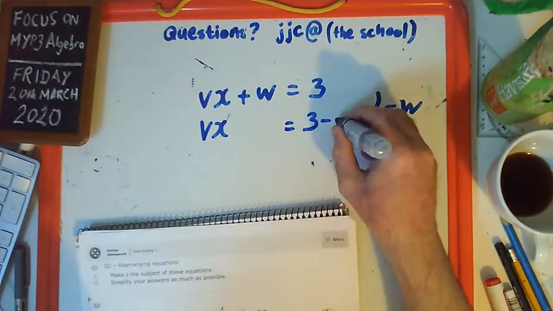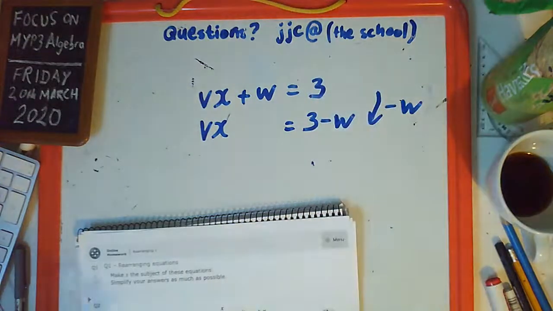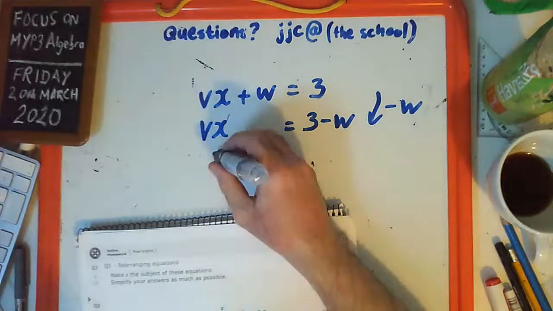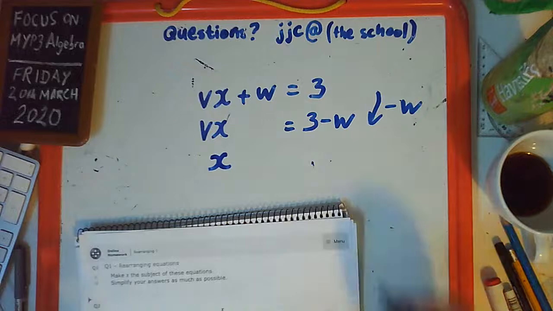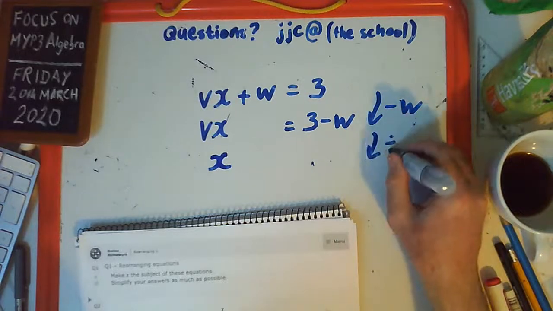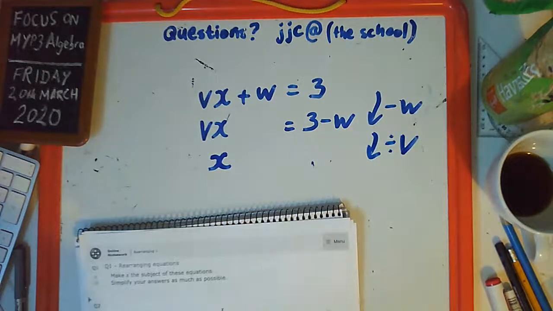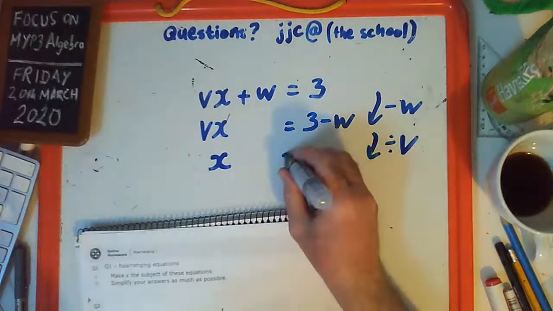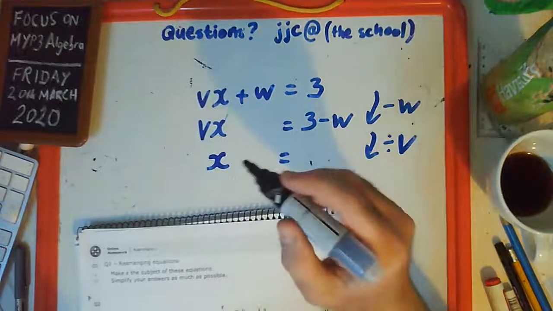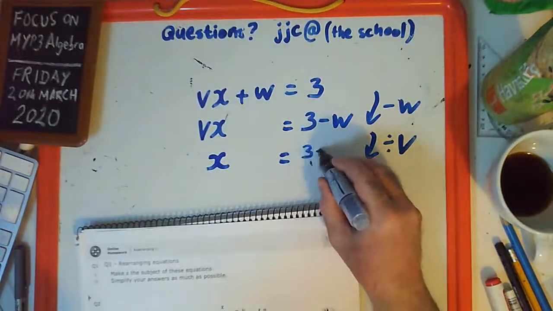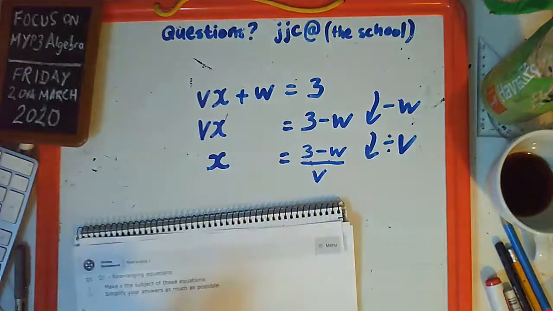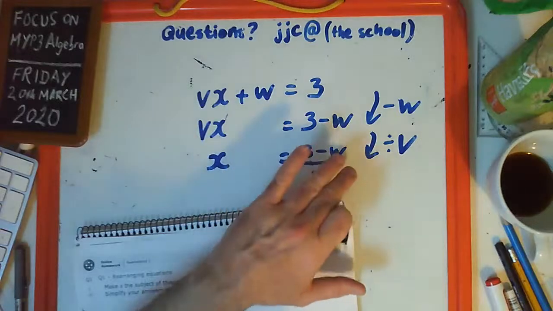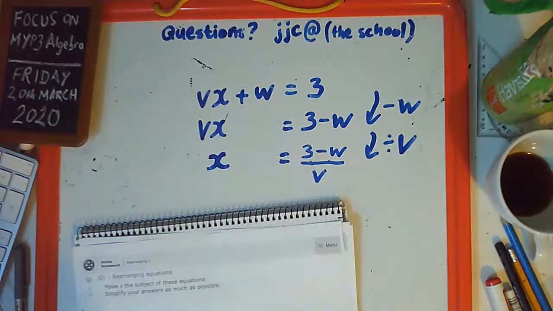So vx equals 3 minus w. I don't want to know what vx is. I want to know what x is on its own. So I'm going to divide everything by the v. But if I divide the left by v, I've got to do the same on the right as well. So I get what I had before divided by v, and x equals 3 minus w, divided by v.